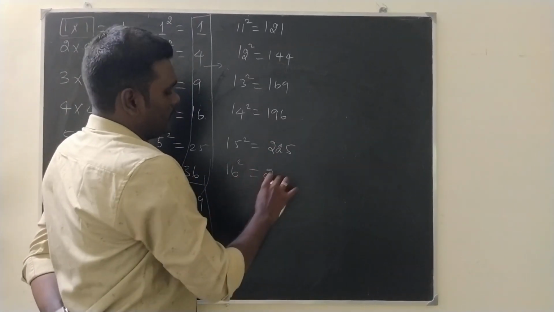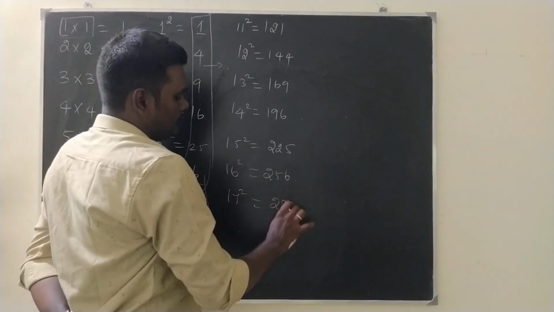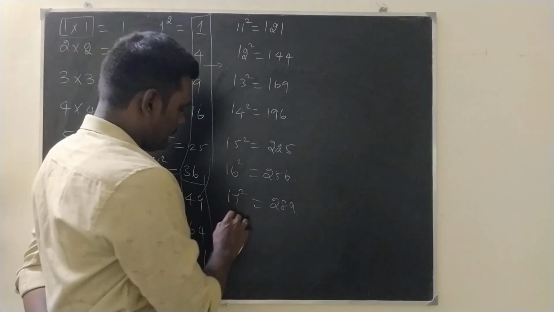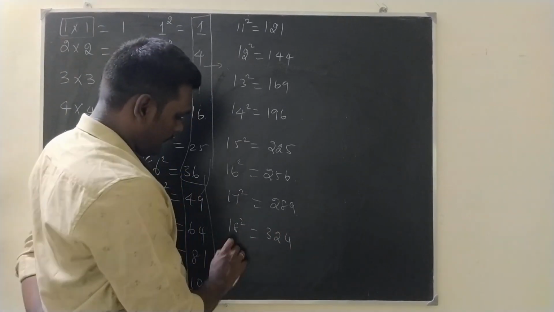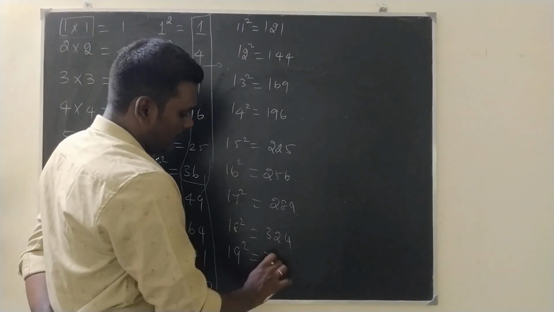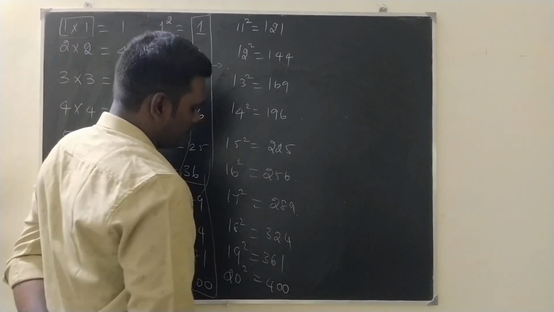16 square, that is 256. 17 square, 289. 18 square, 324. 19 square, 361. 20 square, 400.